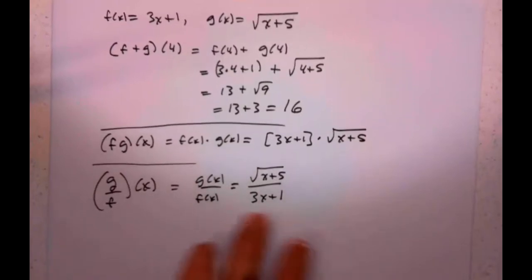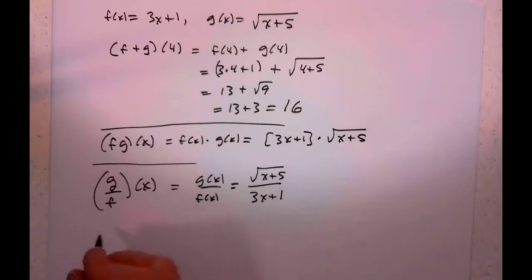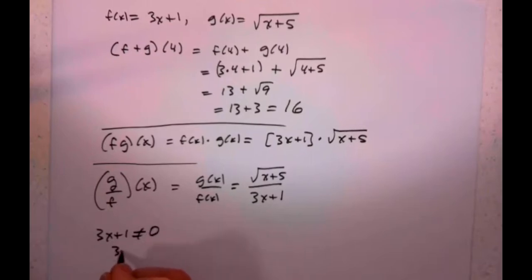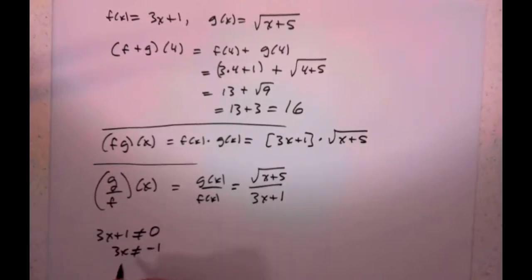How do we do the domain now? That becomes the question. Downstairs cannot be 0. We cannot divide by 0, so I know that 3x plus 1 cannot be 0. 3x cannot be negative 1. x cannot be negative 1/3.